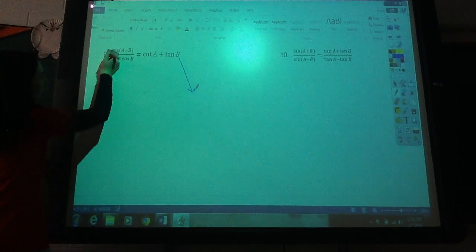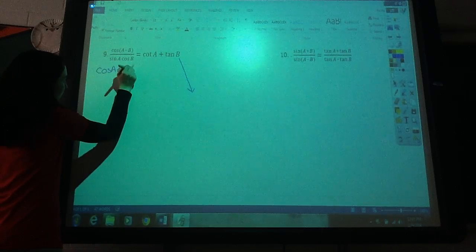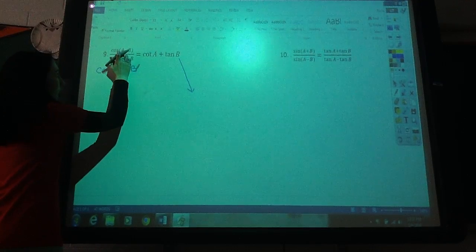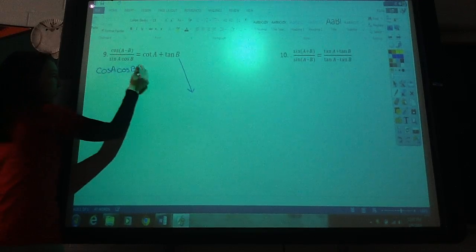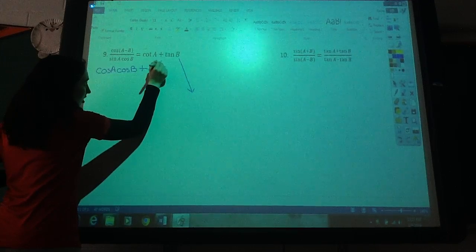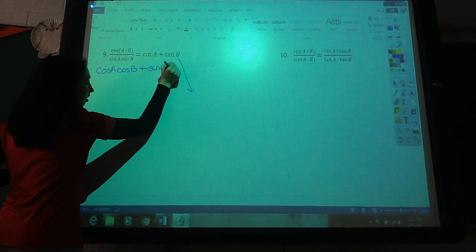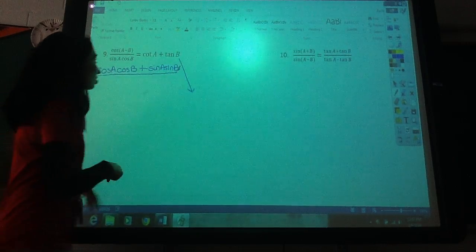All right, so we're going to split up the cosine. It's going to be cosine A, cosine B, flip. Cosine is the one that's got the weird switch sign. So it's going to be a plus instead of a minus. And then sine A, sine B over sine A, cosine B.